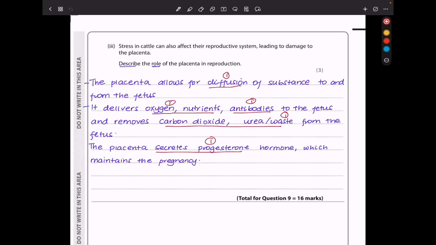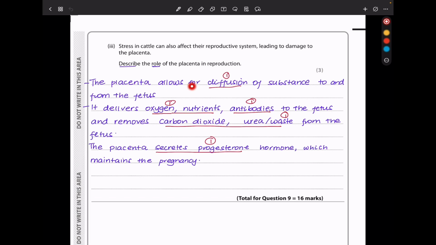Stress in cattle can also affect their reproductive system, leading to damage to the placenta. Describe the role of the placenta in reproduction. The placenta enables movement of substances between the mother and the fetus. These substances are either nutrients as well as oxygen from the mother to the fetus, or waste moving from the fetus to the mother to be taken out of the body.